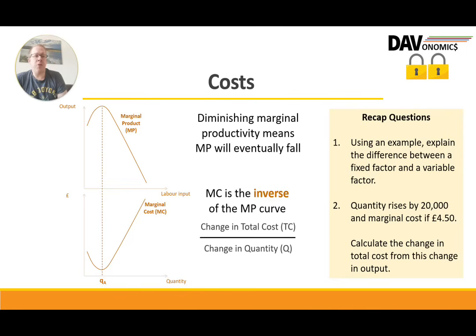Now the marginal cost curve will be the inverse of this. So when workers are very productive, that's great, costs are going to fall. But when productivity falls, marginal output falls, then marginal costs will rise. It's an inverse. That there is the formula for marginal cost, change in total cost over change in quantity. In effect, that change in quantity really is the marginal product. So it's a reciprocal, an inverse relationship between those two.